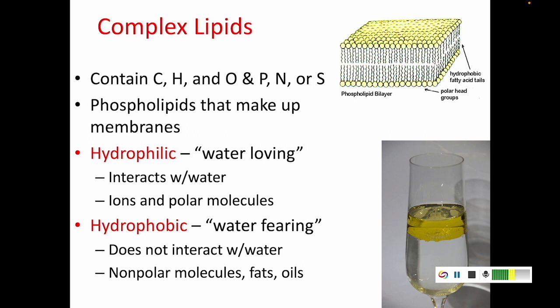Lipids can be more complex, so when you go from having just carbon and hydrogen to involving oxygen and phosphorus, nitrogen, and sulfur. One complex lipid would be phospholipids that make up our cell membranes. Phospholipids are kind of cool because while their lipid part is hydrophobic or water-fearing, it doesn't interact with water. All these little tails here are hydrophobic tails. They also have this head, this phosphate head, that is hydrophilic. And so that phosphate head that's hydrophilic is willing to interact with water.